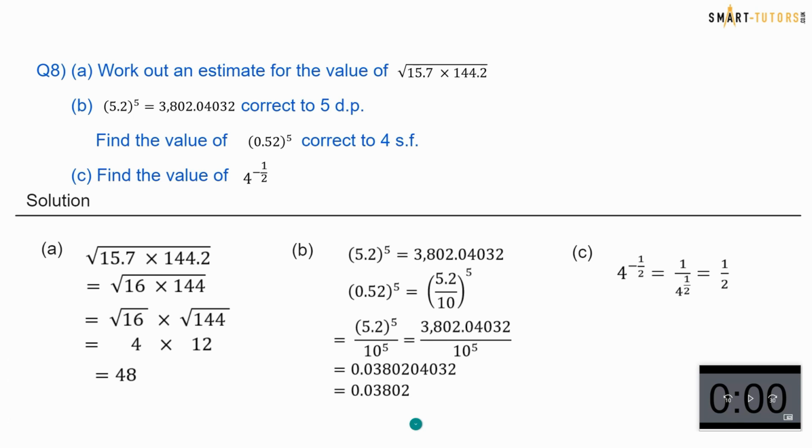Part A, the answer is 48. Part B is 0.03802 and part C is half. Let's look at the estimation question, part A. 15.7 is nearly equal to 16.